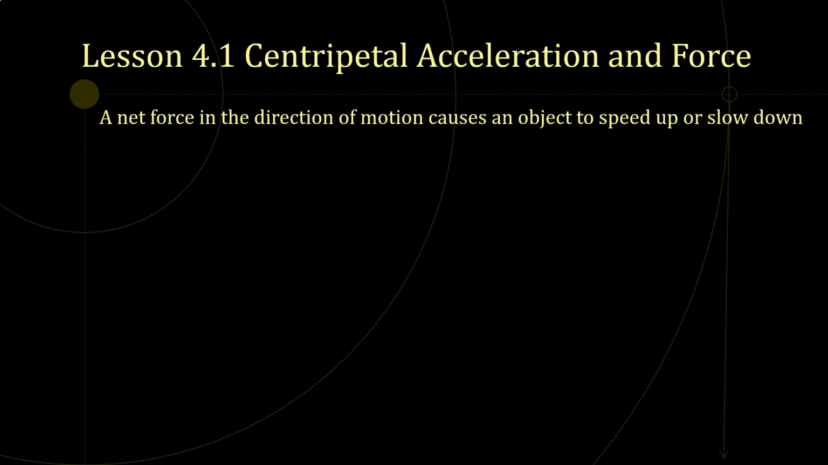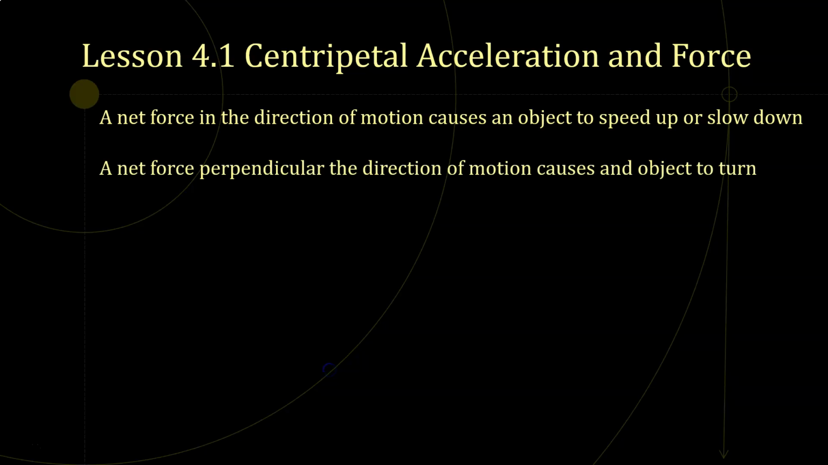Now, we talked about forces in the direction of motion. These are non-centripetal forces. A net force in the direction of motion, in the line of motion, causes an object to speed up or slow down. But a net force perpendicular to the line of motion causes an object to turn. So that's the very first thing you need to know about a centripetal force. Anytime an object turns from its straight line path, it must be affected by a centripetal force to do that.